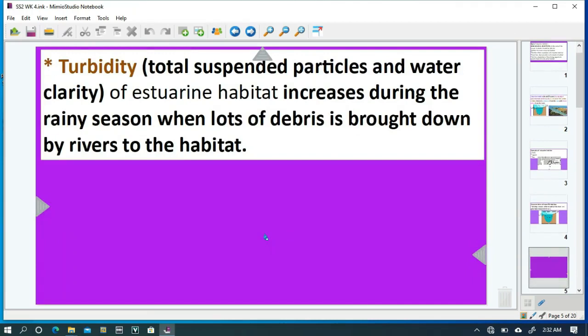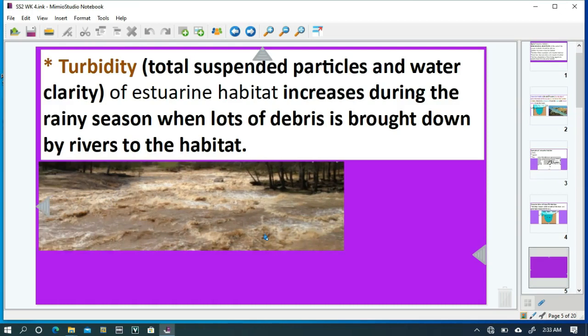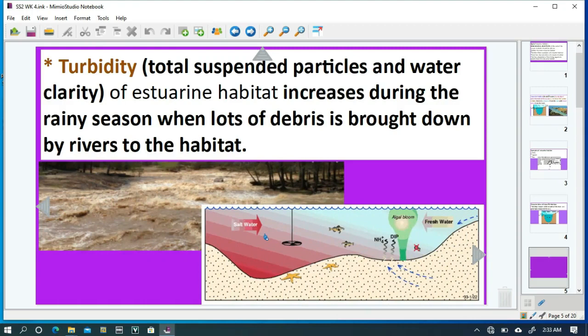The second characteristic is turbidity. Turbidity simply refers to the total suspended particles and water clarity. The estuarine habitat turbidity increases during the rainy season when lots of debris is brought down by rivers to the habitat. Turbidity can be measured by a device known as Secchi disk, and it tends to determine the depth at which light can penetrate.